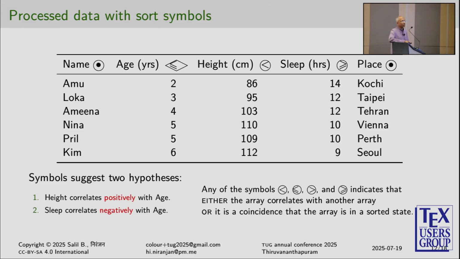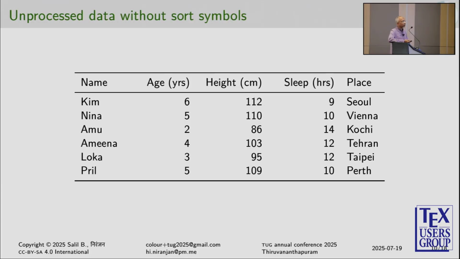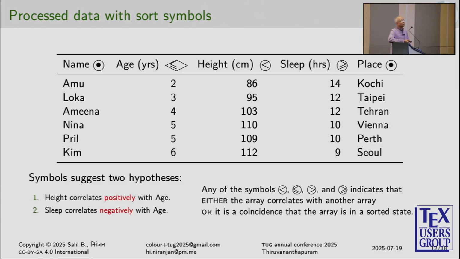So basically, any of the symbols, there are names for these symbols: less than, greater than, and so on. With any of those four symbols, it's one of two cases. Either the array correlates with another array, or it is just a sheer coincidence that it is in a sorted state.